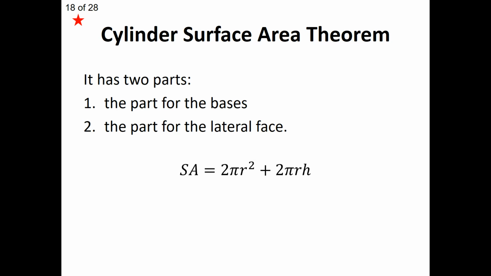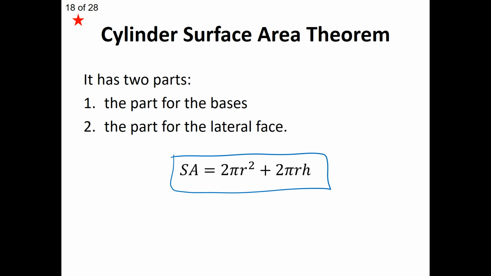The cylinder has two parts because it's the part for the two bases, that's part one, and then the part for the lateral faces. When you find the area of the two bases, the area of a circle is always pi r squared, you double it. That's the first part. The second part is to find the area of this lateral face, which, when you unroll it, turns out to be a rectangle. The surface area of that rectangle is then 2 pi r h. And so this is our cylinder surface area for any given cylinder, 2 pi r squared plus 2 pi r h, and we can find its total surface area.